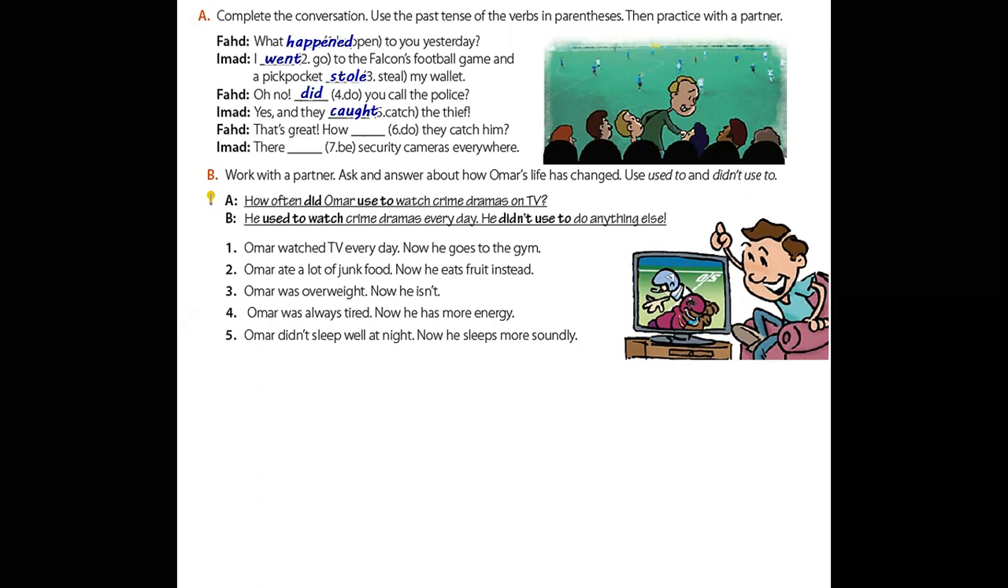What is the past form of do? Did. What about be? We can use was or were. Excellent. But here we use were because the subject is cameras. Now we can read the conversation between Fahd and Imad.